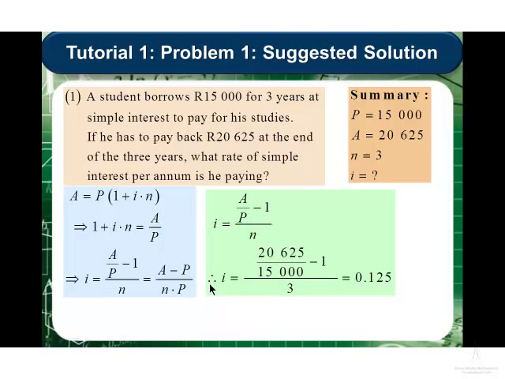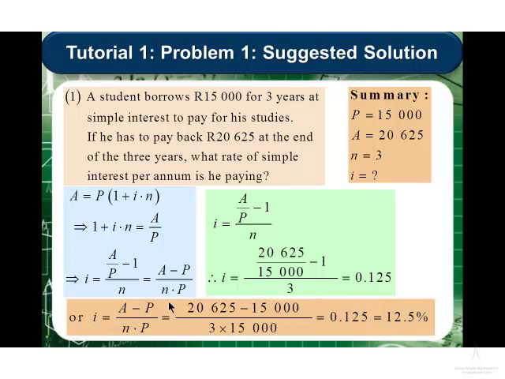Now I substitute the values for this particular formula, and we get in this case the i value to be 0.125, or if we think of this as a percentage, it's 12.5% interest per annum that was paid by the student who borrowed the 15,000 for 3 years. Note that you can also use this particular simplified version for the formula for this compound fraction, which represents i, and you should get exactly the same value in this case.